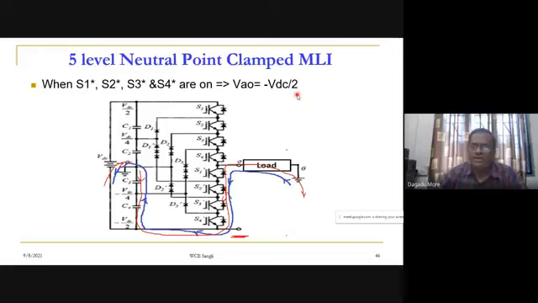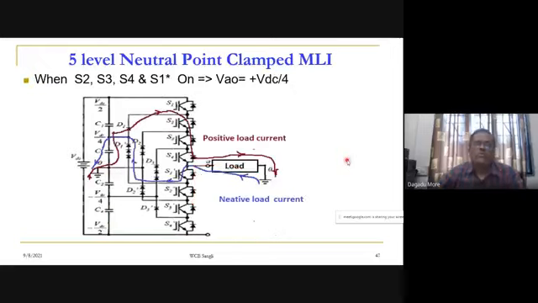Now let us go to the circuit for plus VDC by 4. So what will be our switching? Here S1 is off, and S2, S3, S4 are on. As S1 is off, S1 star will be on. So the second, third, fourth, and fifth devices are on: S2, S3, S4, and S1 star.